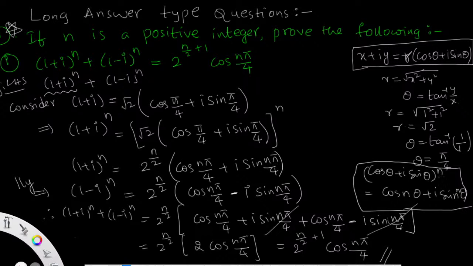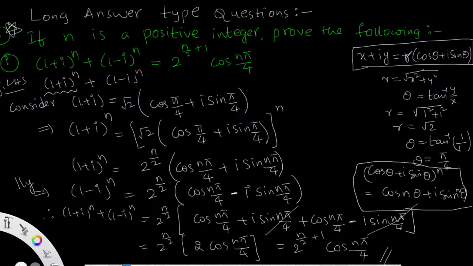Why? Because of De Moivre's theorem formula: cos theta plus i sin theta, whole to the power of n, equals cos n theta plus i sin n theta. That's why we are writing the power joined with the argument, that is cos n pi by 4 plus i sin n pi by 4. This is the value for the first term, 1 plus i whole to the power of n.